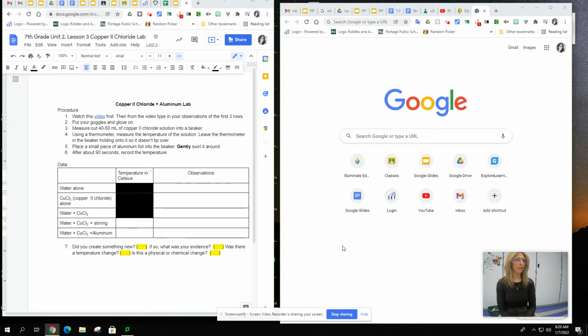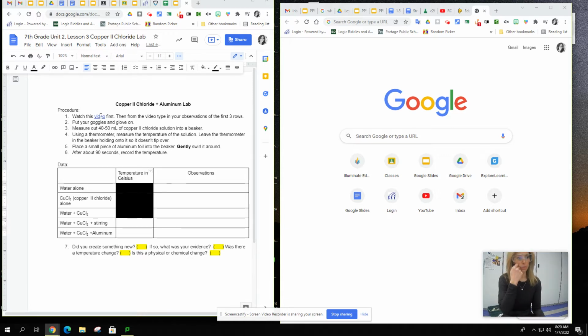This is the Unit 2, Lesson 3, Copper(II) Chloride Lab plus aluminum foil. So what we're going to do here is, first of all, make sure we have opened up our lab worksheet. There is a video that I want to make sure that you have watched first in the procedure for number 1. That video is going to show you the water and the copper(II) chloride alone before adding it into the water to make the mixture.